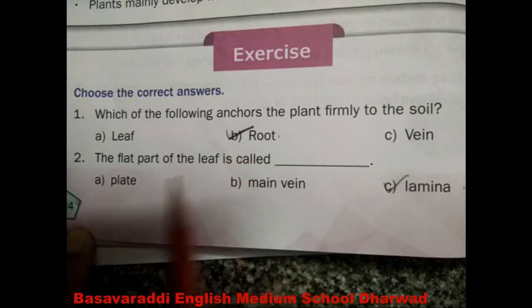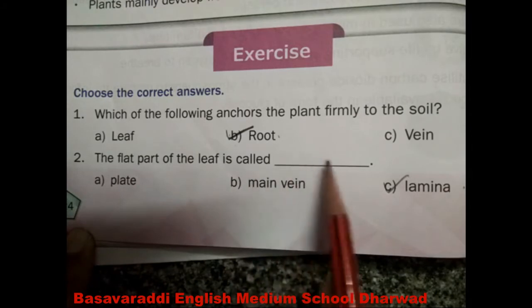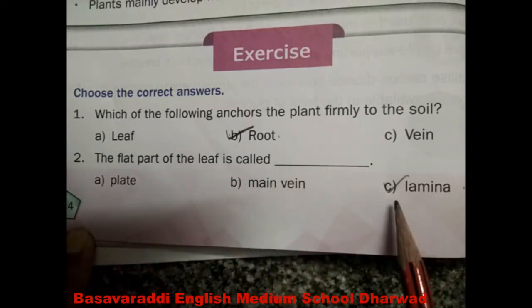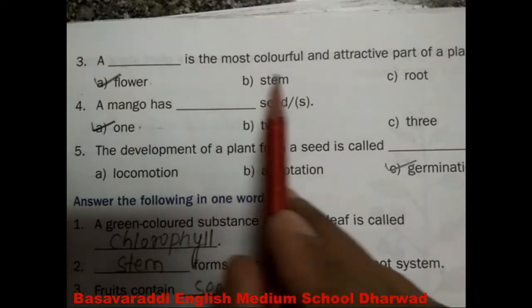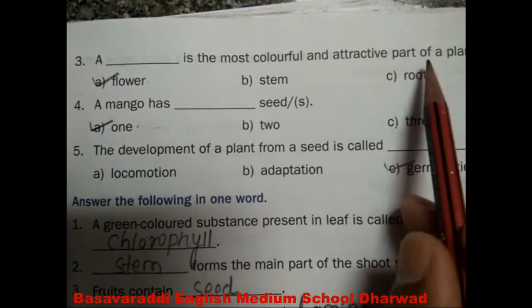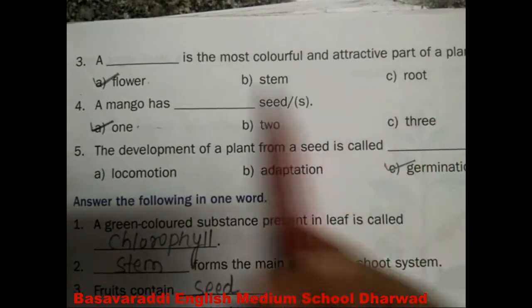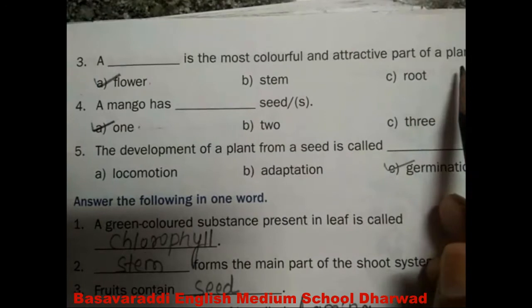The root. Second one, the flat part of the leaf is called dash. Plate, main vein, lamina. What is the correct answer there? Lamina. The third one, a dash is the most colorful and attractive part of a plant. Flower, stem, root. Which one? The flower is the most colorful and attractive part of a plant.